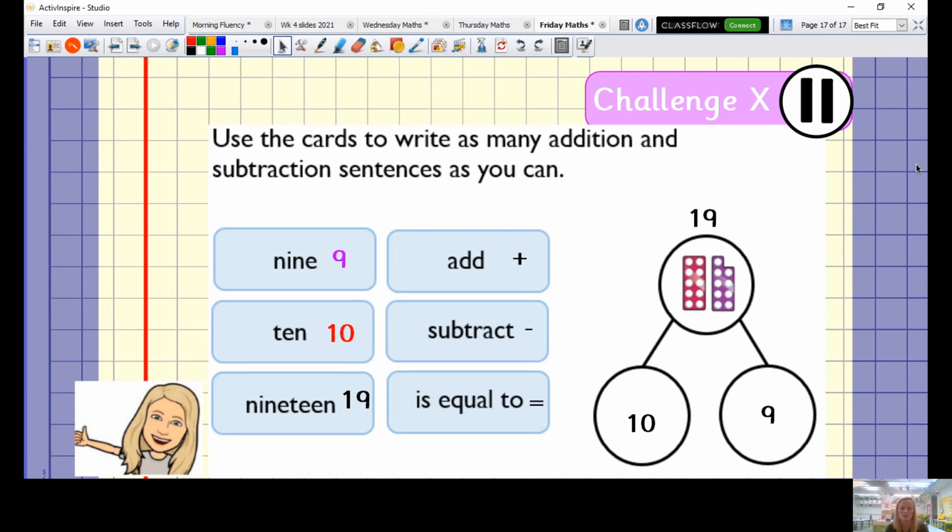So I want you to now go away, finish the video, and see how many number sentences you can write using all of these symbols: add, subtract, and equal to. Okay, make sure you only use these numbers.